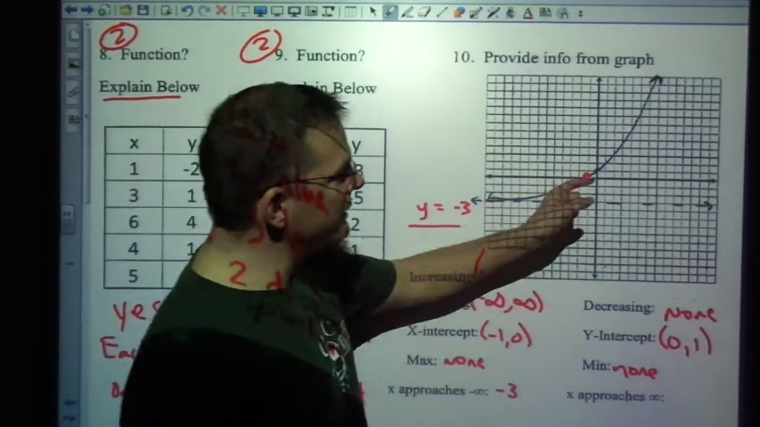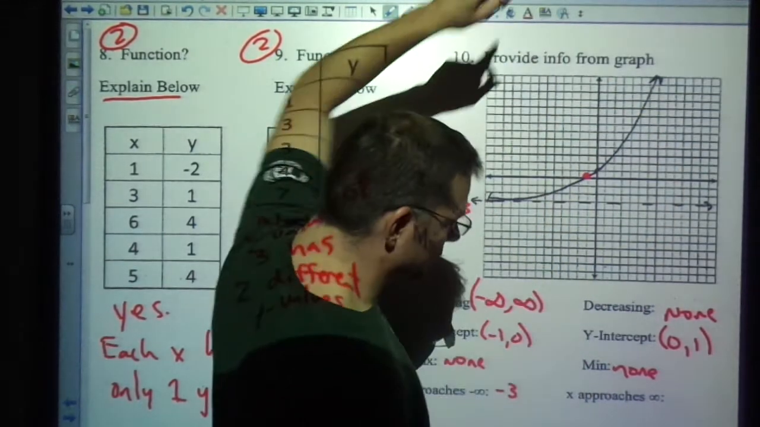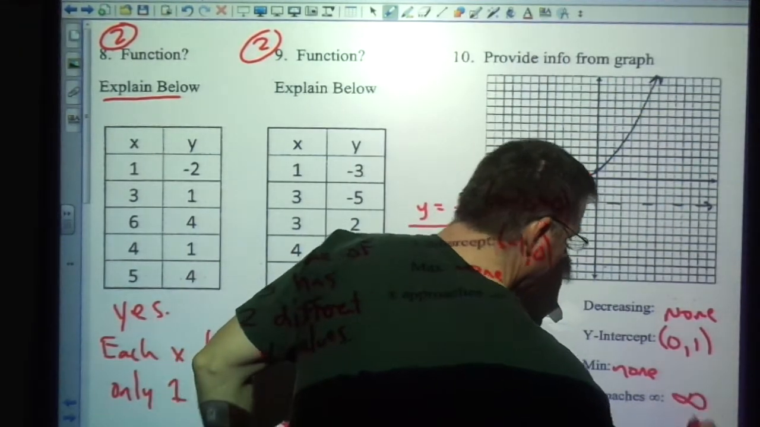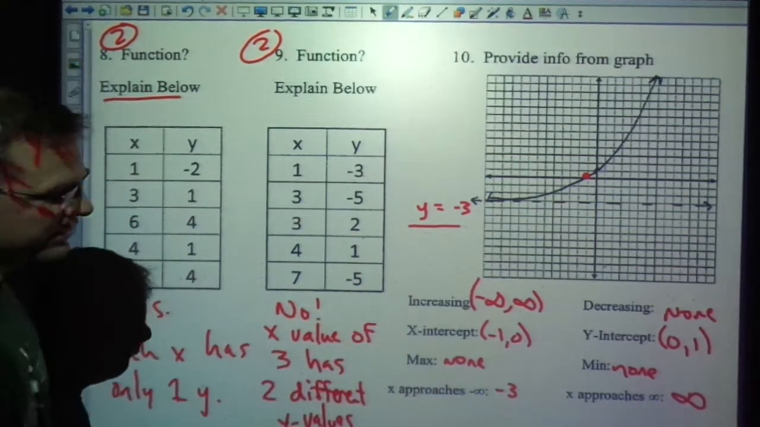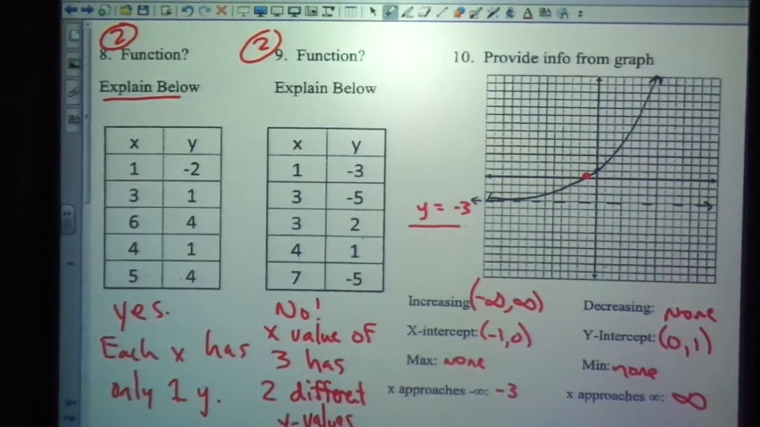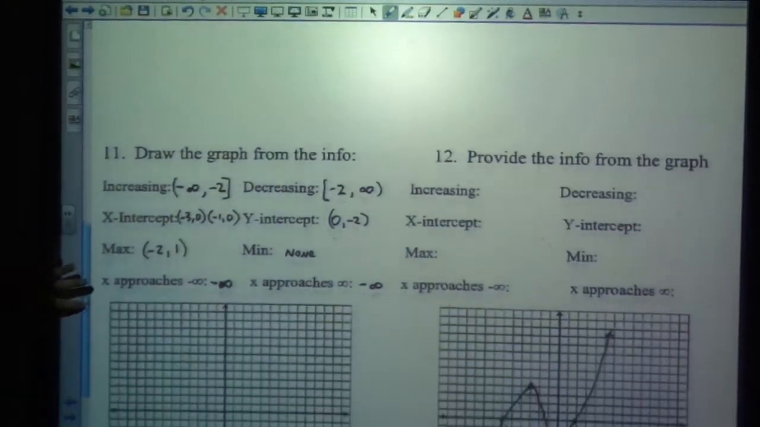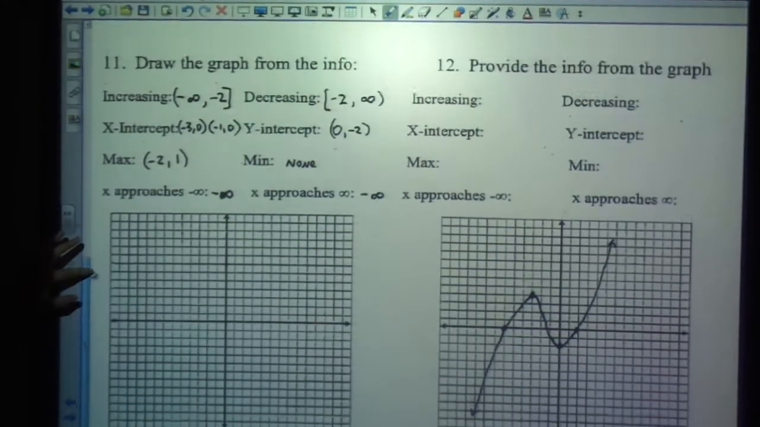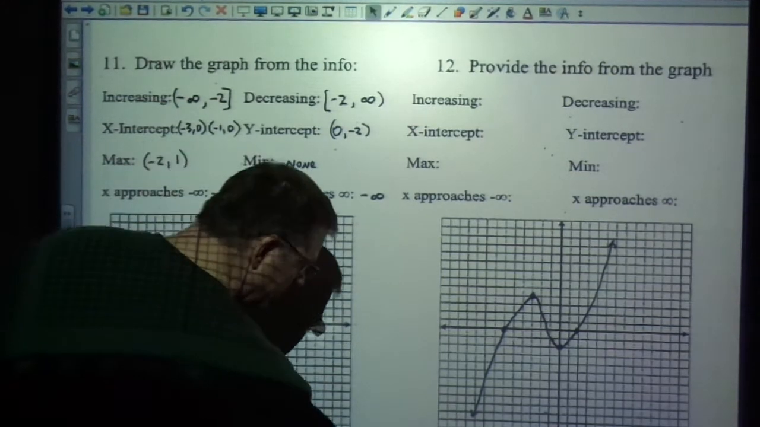As x approaches positive infinity, what's happening now? Oh, it's going up. It's getting closer and closer to positive infinity. So this is called the left end behavior. It's approaching -3. The right end behavior is it's approaching infinity. This is an exponential function. Okay? Next one. I give you information. You draw the graph. First, look for the important points.